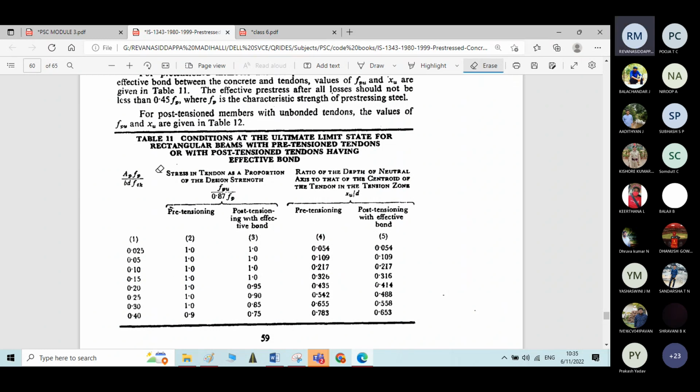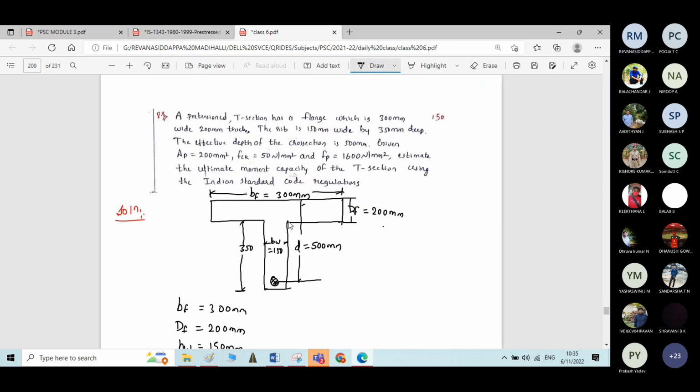Okay, pre-tensioned beam, nothing but we need to refer to table 11. Means we have to find APFP by BDFCK. Then corresponding to that, we need to find XU by D and check whether the assumption is correct or not. Same procedure here.